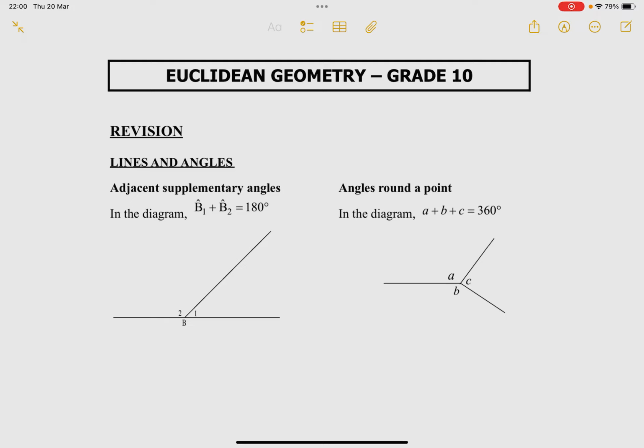Welcome to grade 10. Welcome to Euclidean geometry. When I was in grade 10, I hated this topic with everything that I have. And later, years later, I'm coming back. I love it so much. The best topic. This topic is one of the easiest topics that we are ever going to do.